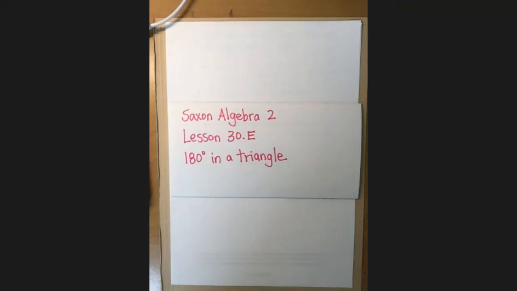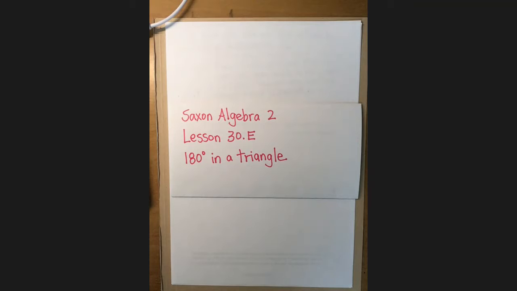Hello, students. This video will cover Saxon Algebra 2, Lesson 30.E, which is called 180 degrees in a triangle. This is something that we've known for several years, but you reach a point in mathematics when you have to learn how to prove every single little thing, and it's actually quite fun.